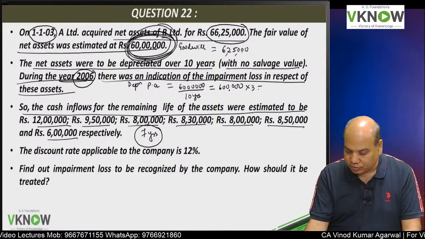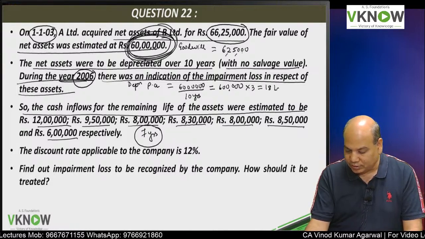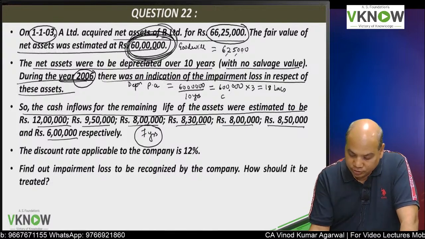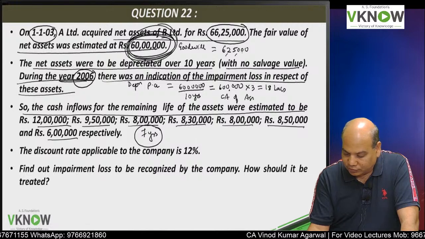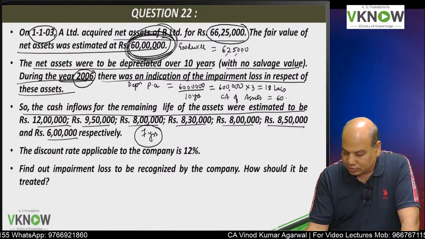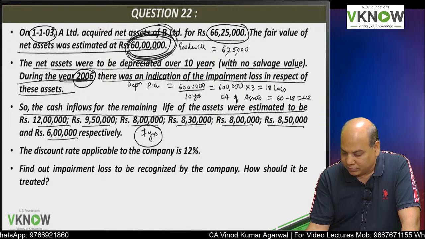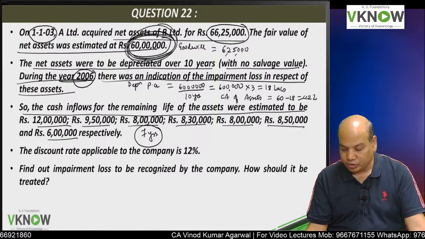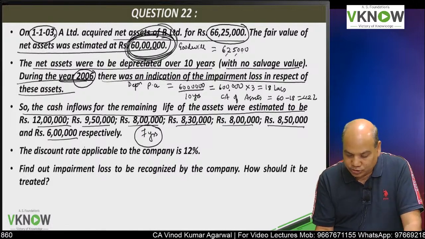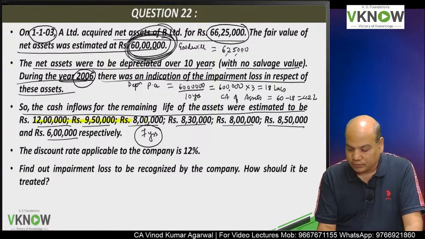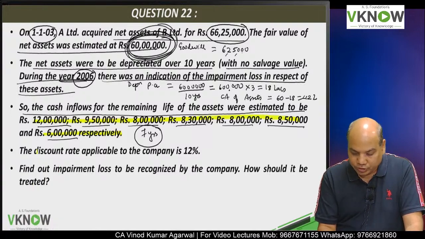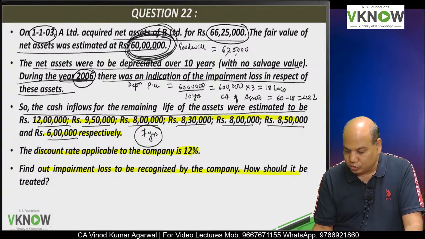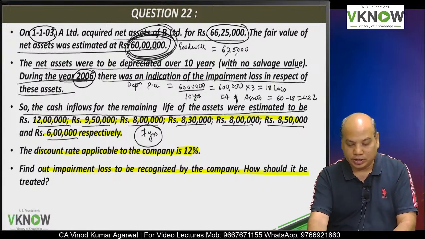Total depreciation provided is 18 lakhs and the carrying amount of the asset would be 60 lakh minus 18 lakh is 42 lakh. Is it right now? Let us compute the value in use. This data is given to compute value in use and the discount rate given is 12%. Find out the impairment loss to be recognized by the company and how it will be treated.